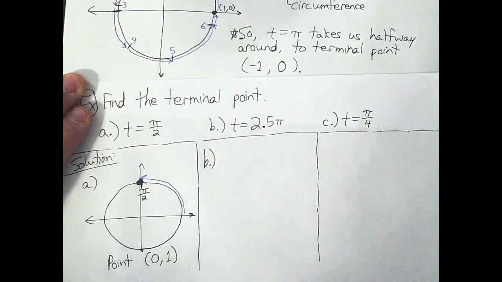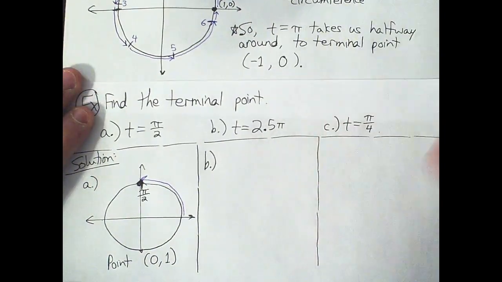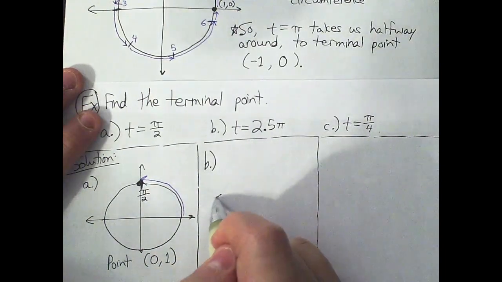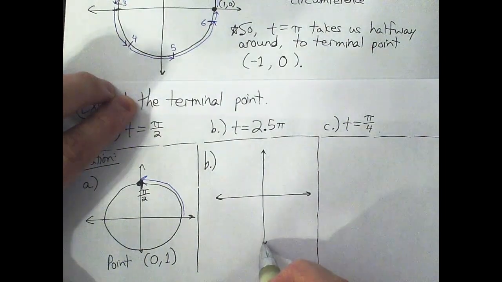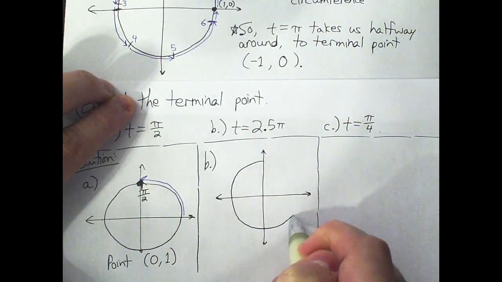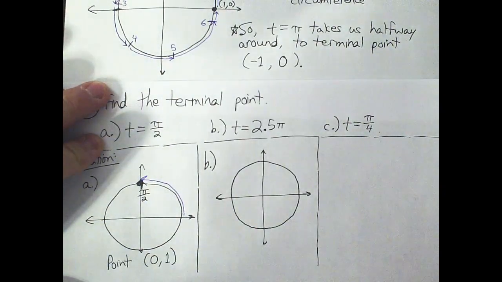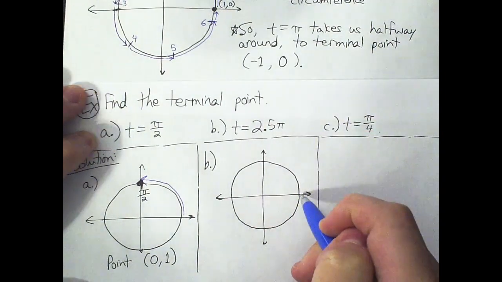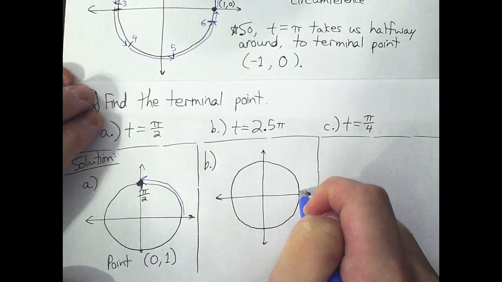Part B, 2.5 pi. Well, above we said that t equals 2 pi takes us all the way around the unit circle to the starting point. So what is 2.5 pi going to do? It's going to go even further. Here, let's draw the unit circle. All right, here's what I'm going to do. I'm going to start from our starting point, and I'm going to go counterclockwise. So let's start going around.